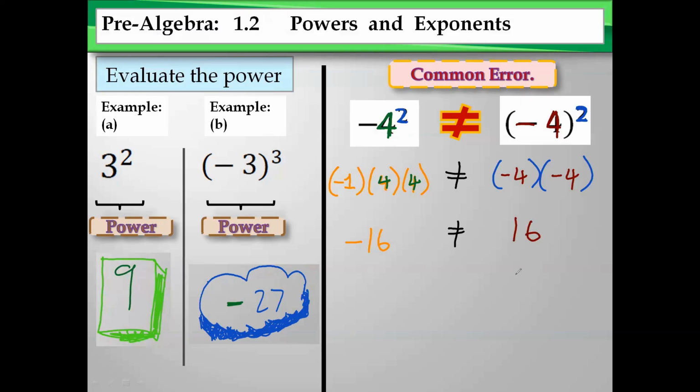One of the most common errors. On the left side, we will accidentally indicate the negative symbol is a part of the 4 squared. This can only happen if we forcefully add parentheses. And that's the basics of exponents. Just watch out for this common error.